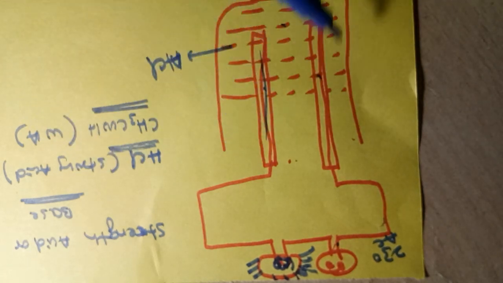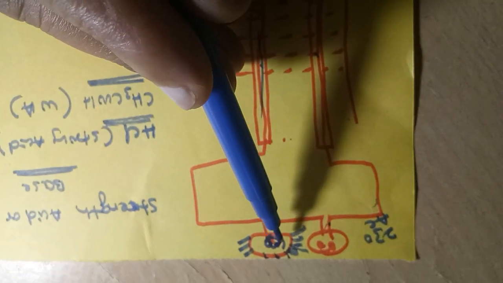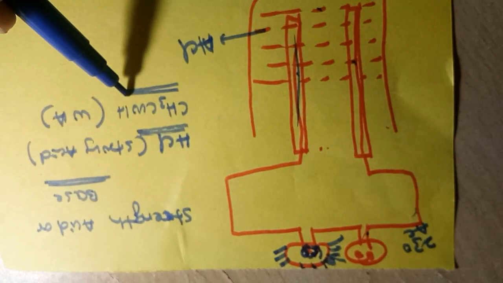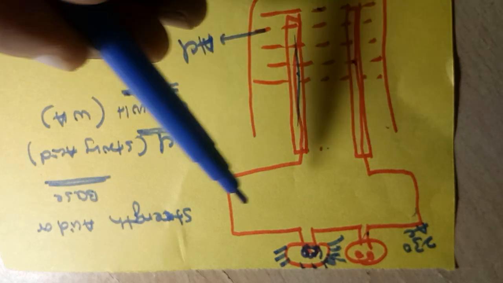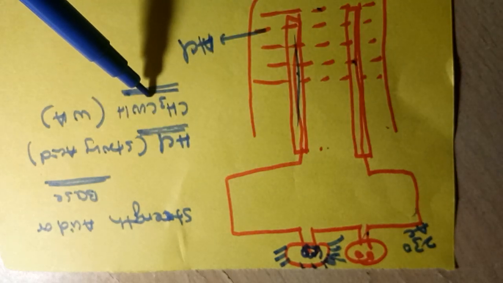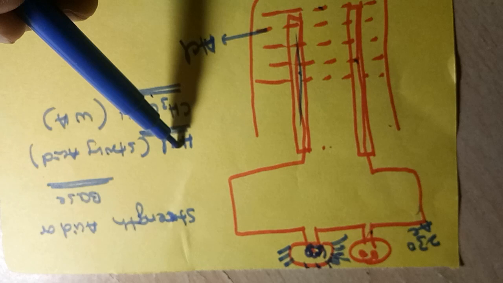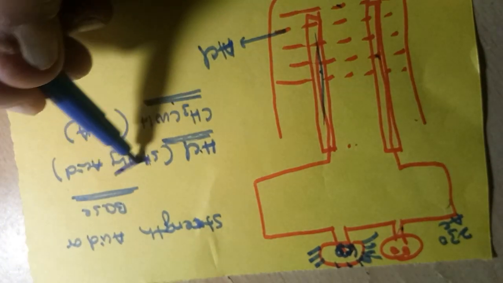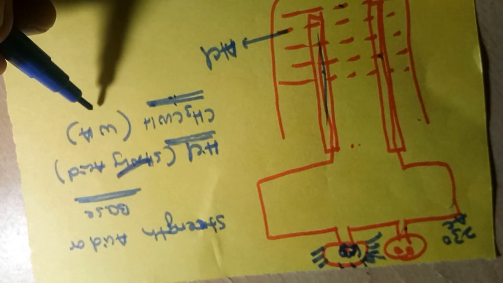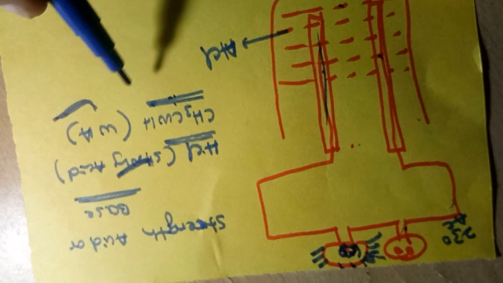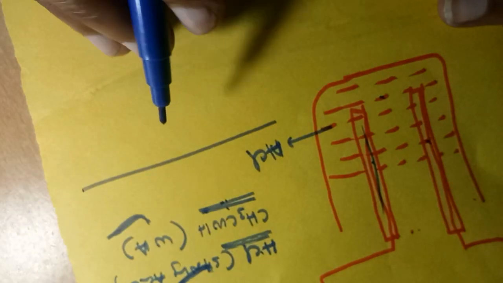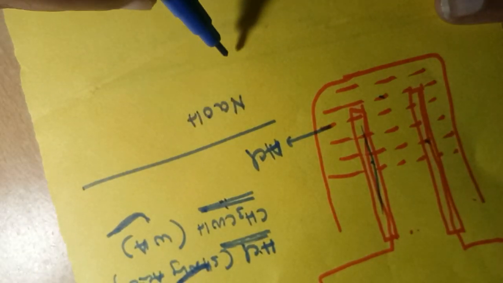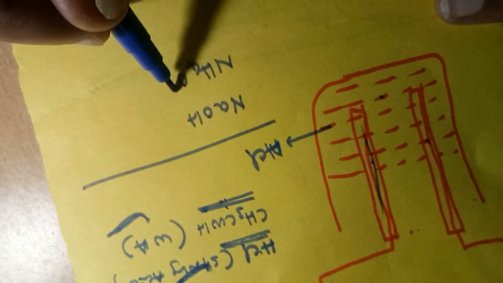Here also the bulb glows, but the glowing is less with acetic acid solution compared to hydrochloric acid. So we can conclude that hydrochloric acid is a strong acid and CH3COOH is a weak acid. This experiment can also be repeated with sodium hydroxide and ammonium hydroxide.